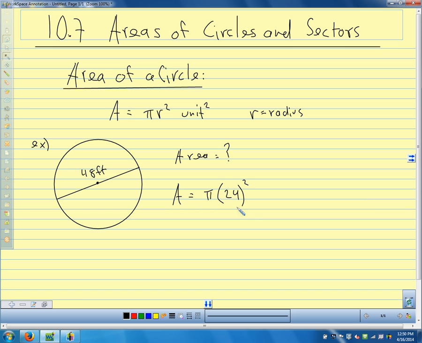squared. What we have here is the diameter, so we have to find the radius, pi times 24 squared. If we want an exact answer, we would just square 24, and our area would equal 576 pi square feet. Or if we wanted an approximate answer, we would multiply 576 by pi, and we get 1809.6 square feet. So this would be our exact answer, or our answer in terms of pi, and this would be our approximate answer.